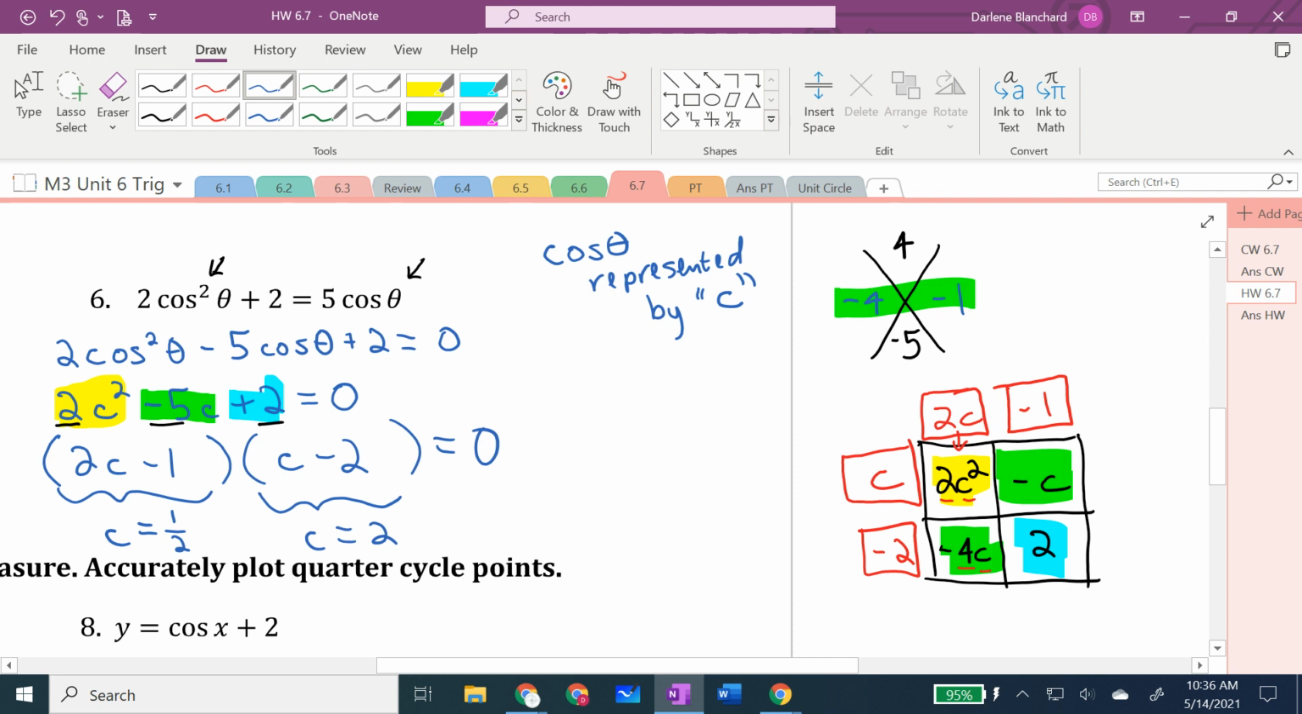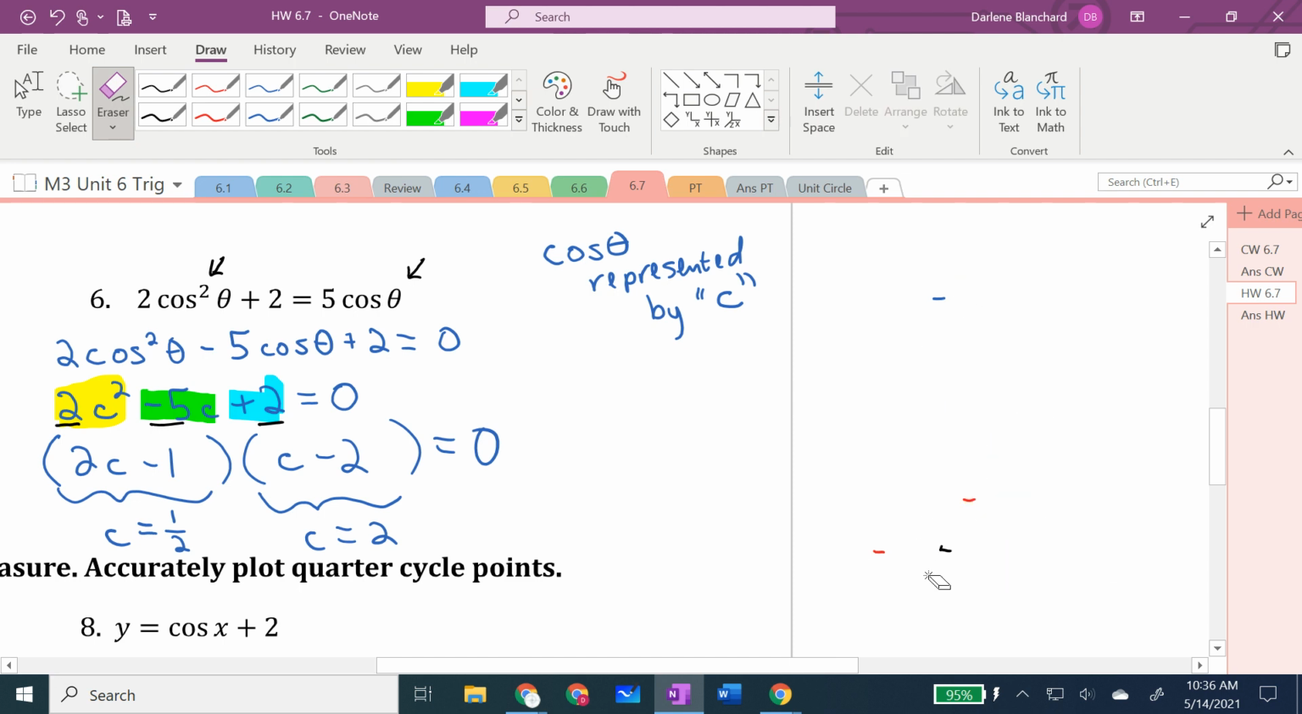Now I need to go back to the fact that I was representing cosine with my C. I'm going to erase my factor work. And what I have is that the cosine of theta is equal to 1/2, or the cosine of theta could be equal to 2.